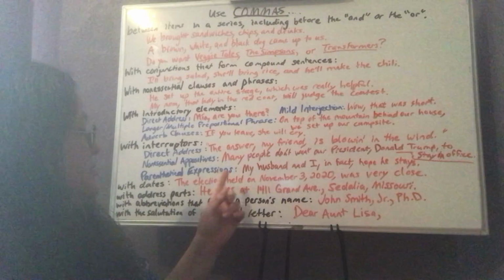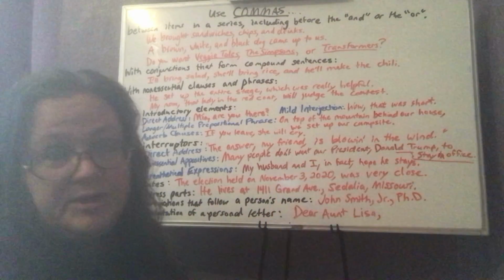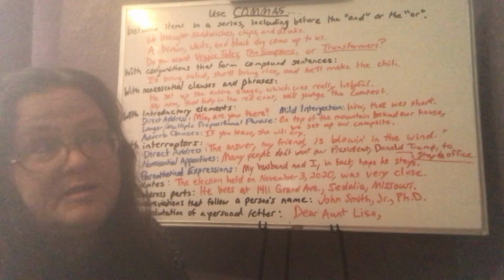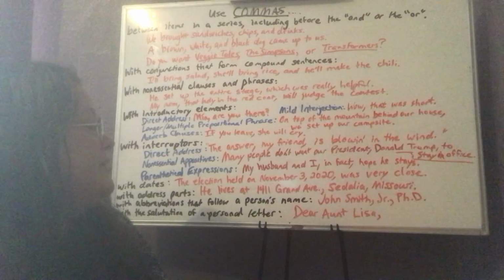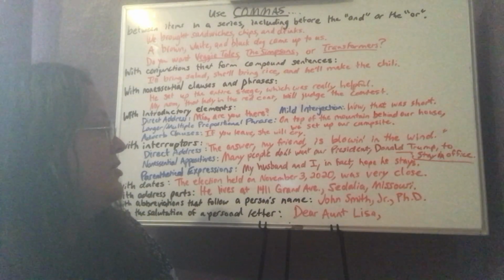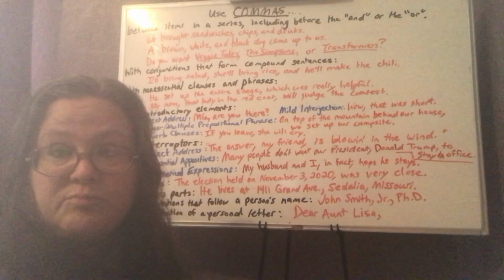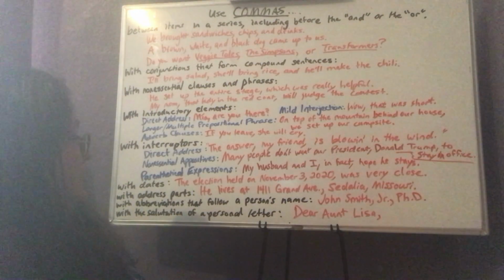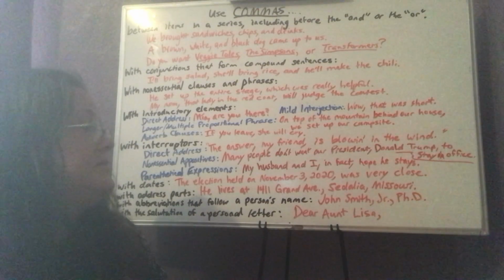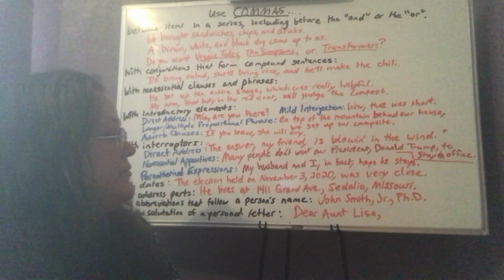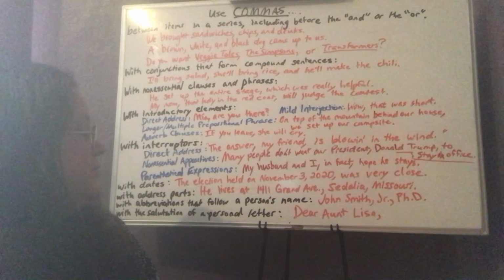Parenthetical expressions. "My husband and I, in fact, hope he stays." So here's a parenthetical expression, which means basically that it's non-essential. If I take out the words "in fact," then the sentence means the same thing: "My husband and I hope he stays." I just inserted a little parenthetical expression. I could also have said, "My husband and I, on the contrary, hope he stays." And I would still need, of course, commas between those words.